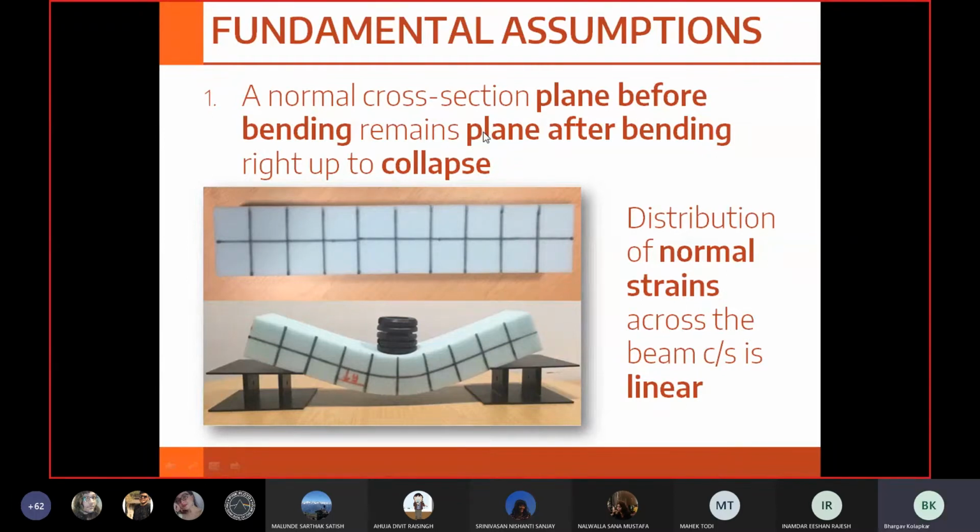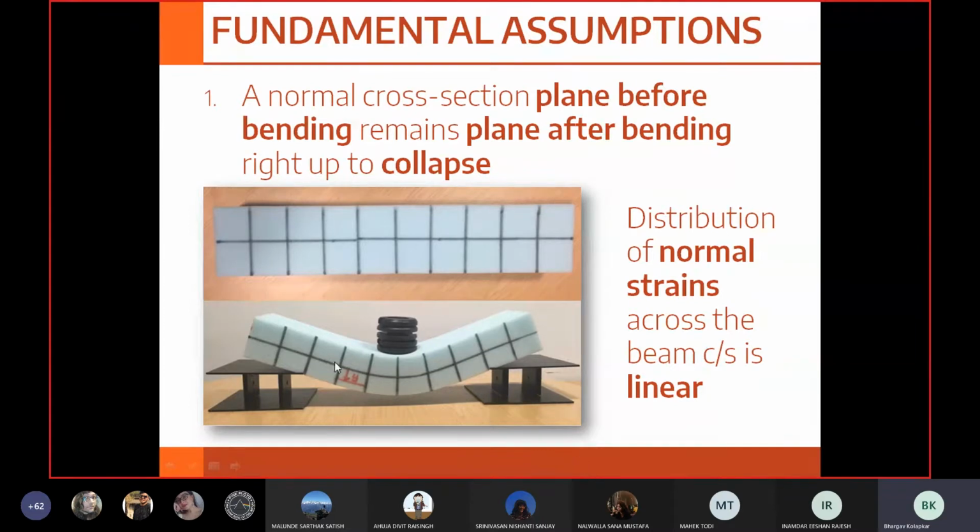The way we started understanding it is that a straight line drawn on an unloaded member is going to remain straight even when the member bends, which implies that the cross section that was initially plane before bending remains plane after bending right up to the collapse. What it means is that the distribution of normal strain across the beam cross section is linear.